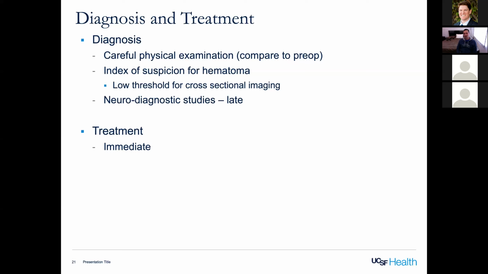Bluntly, I don't have very many examples where the neurodiagnostic study actually changes our treatment management, with the exception if you think there is something going on with the spine as well.